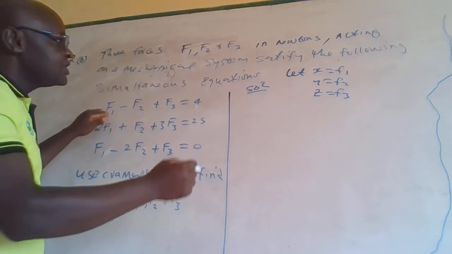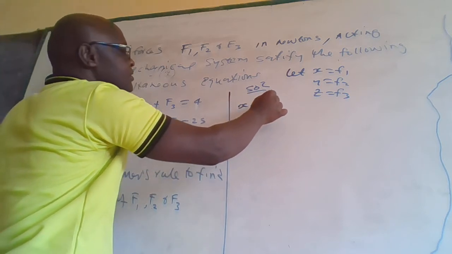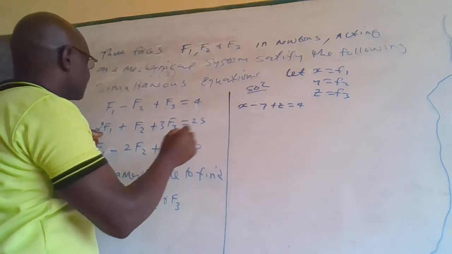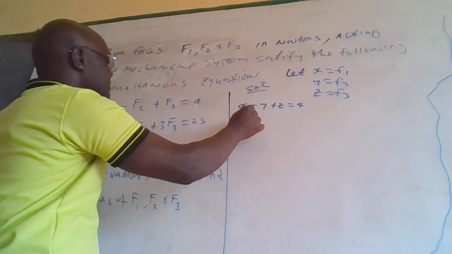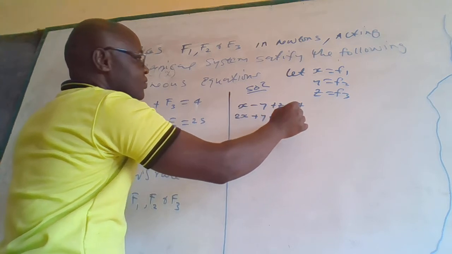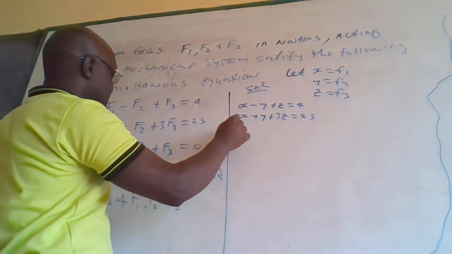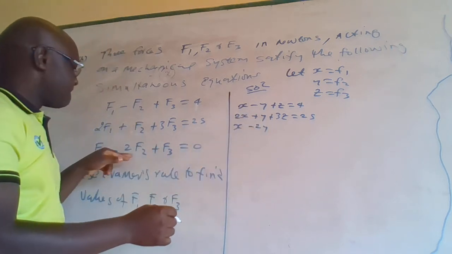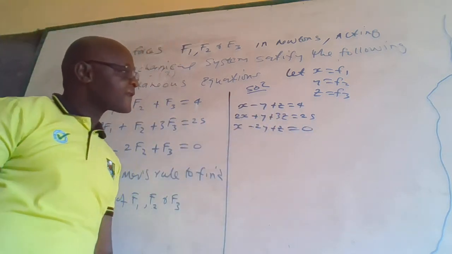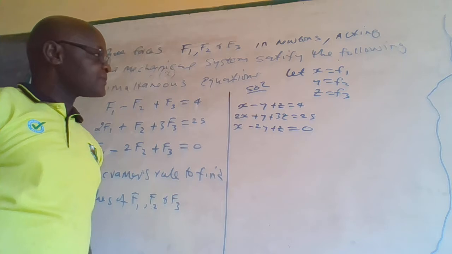the given equations. In that case, we shall have X minus Y plus Z equals 4. And then this equation becomes 2X plus Y plus 3Z equals 25. And then here we have X minus 2Y plus Z equals 0. So these are our simultaneous equations.